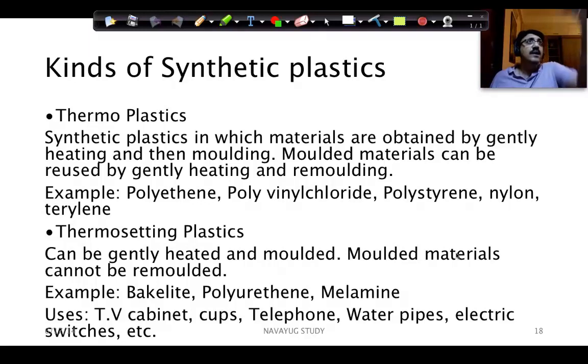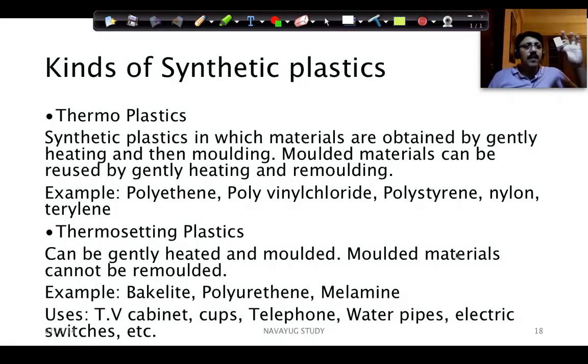For example, look at this switch board that we have. It is thermosetting plastic. It cannot be remolded. That shape is fixed. You cannot heat it and melt it and remold it into some other shape because it's thermosetting plastic, right? The switchboard, correct. I'm just giving you an example. This light holder, right? Or if you look at, you can see this.